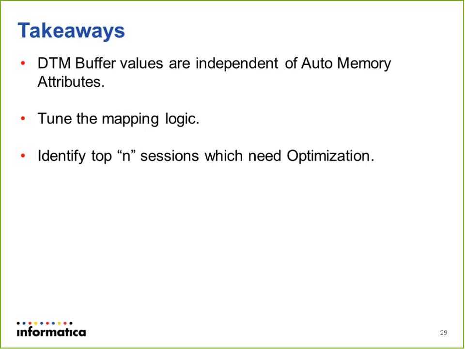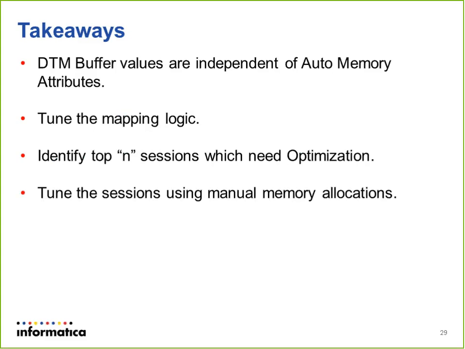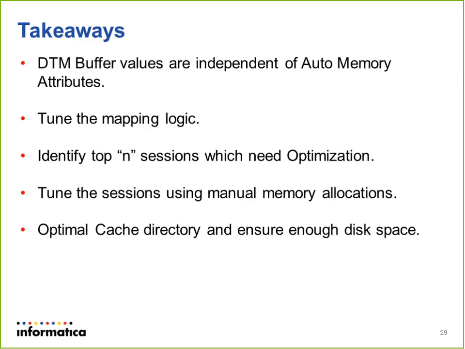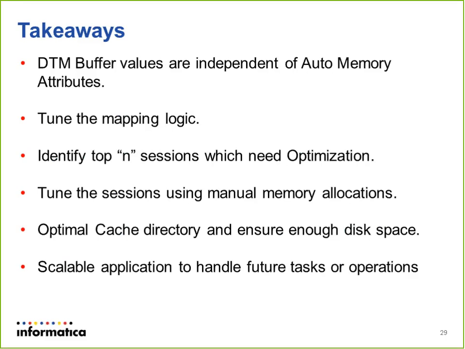Auto is not for performance tuning. Auto is not intelligent enough to assign memory based on the number of rows. Tune the sessions using manual memory allocations by looking at the session statistics. Not all the cache can be processed in the memory as there will be a lot of cache transformations in multiple sessions running at the same time. Have an optimal cache directory and ensure enough disk space. Have a scalable application to handle the growing number of tasks in future.